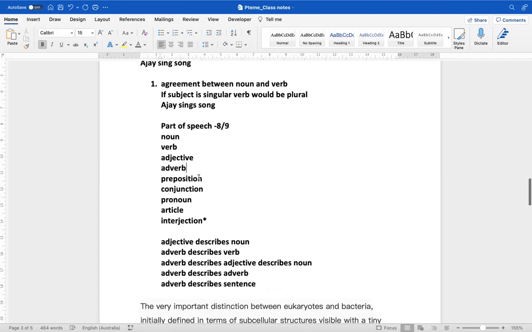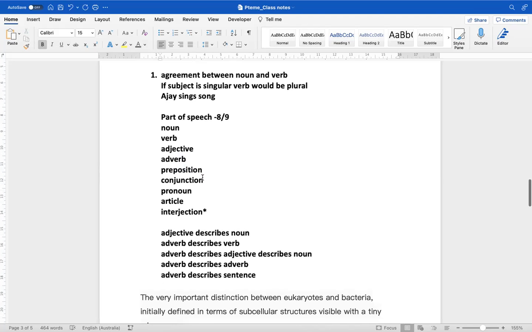So what are prepositions? The name itself says preposition. It comes before a position. What is that position? A noun. So prepositions always come before nouns. How can you identify a preposition? It's hard to say because we have in, of, for, at, with, by.